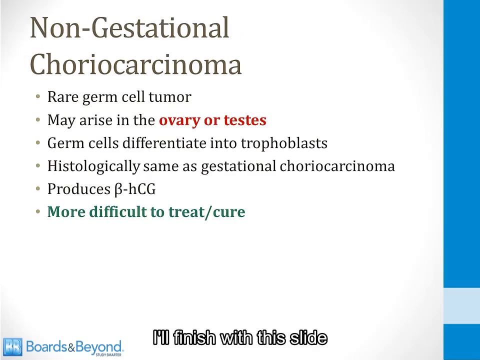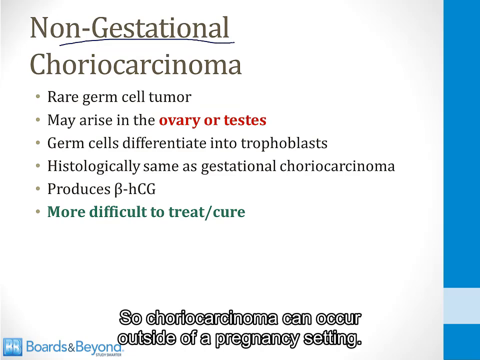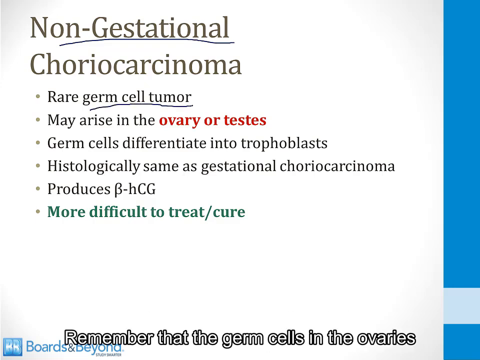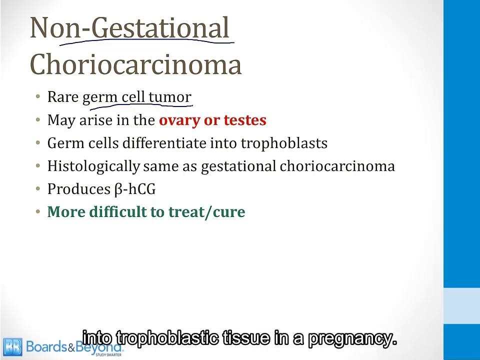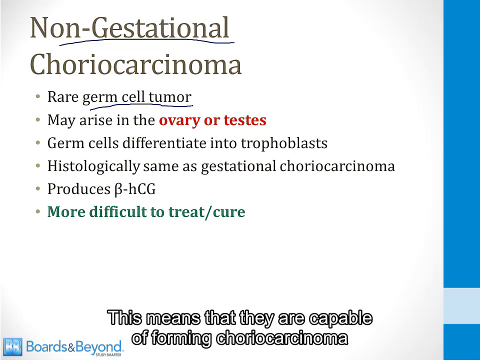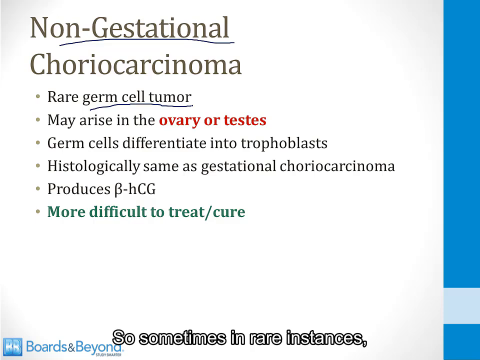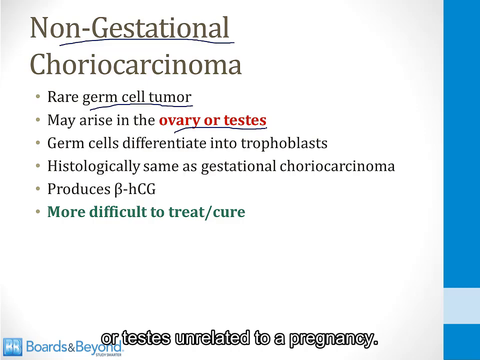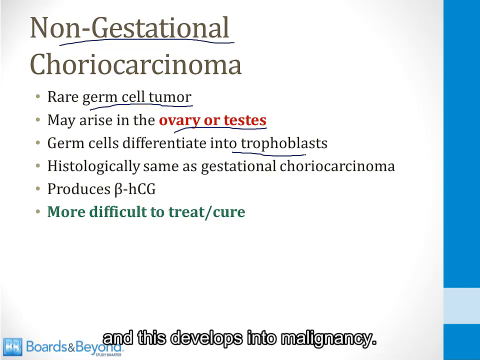I'll finish with this slide and mention non-gestational choriocarcinoma. So choriocarcinoma can occur outside of a pregnancy setting. It's a rare germ cell tumor. Remember that the germ cells in the ovaries and the testes are what ultimately develop into trophoblastic tissue in a pregnancy. This means that they are capable of forming choriocarcinoma, which is a malignancy of trophoblastic tissue. So sometimes in rare instances, choriocarcinoma occurs in the ovaries or testes unrelated to a pregnancy. The germ cells differentiate into trophoblasts, and this develops into malignancy.